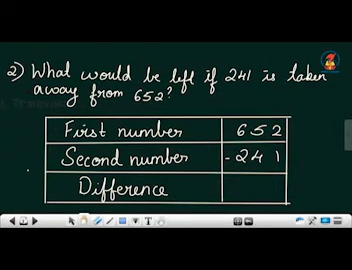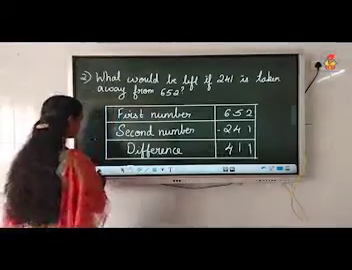Difference will be 2 minus 1, 1. 5 minus 4, again 1. 6 minus 2, yes, 4. So, what is going to be left away? 411 will be left when 241 is taken away from 652. Okay, children? Move on to the next question.